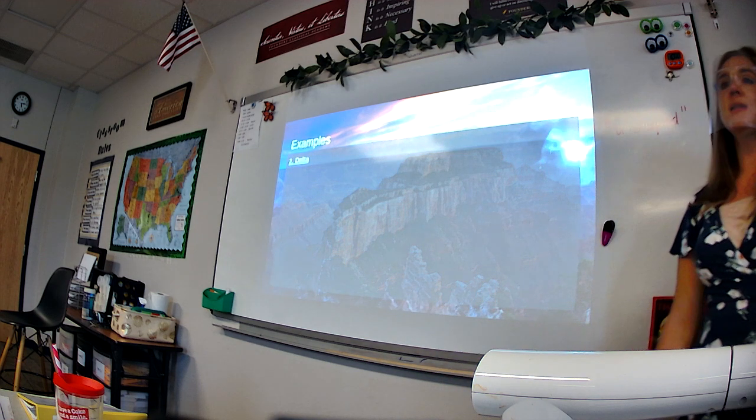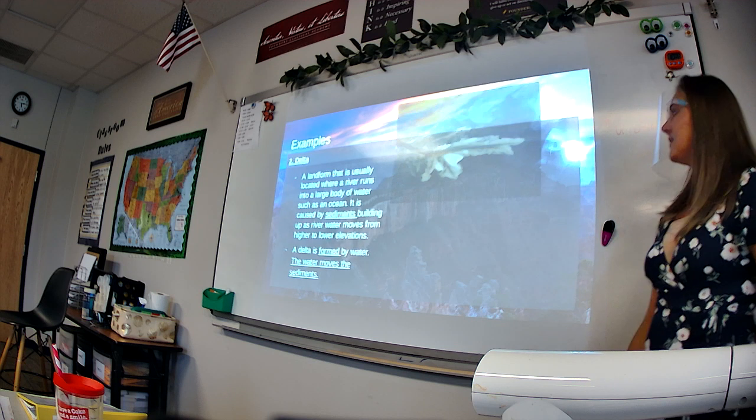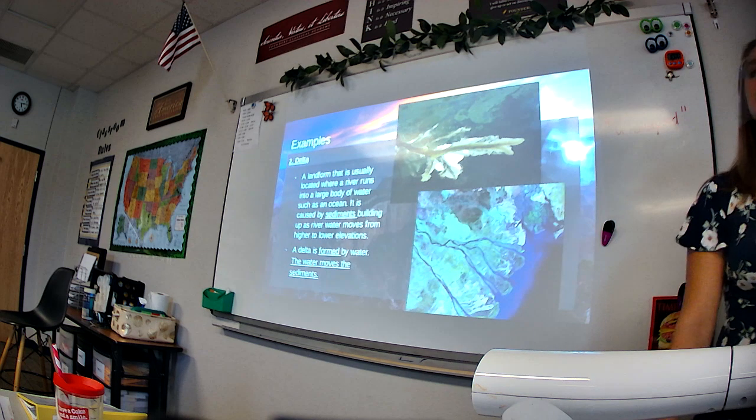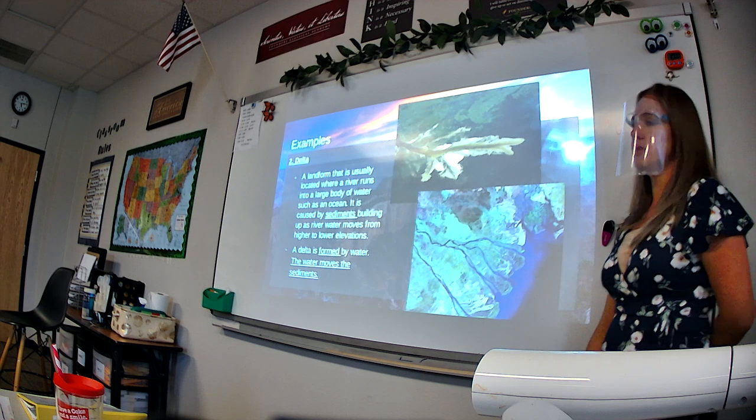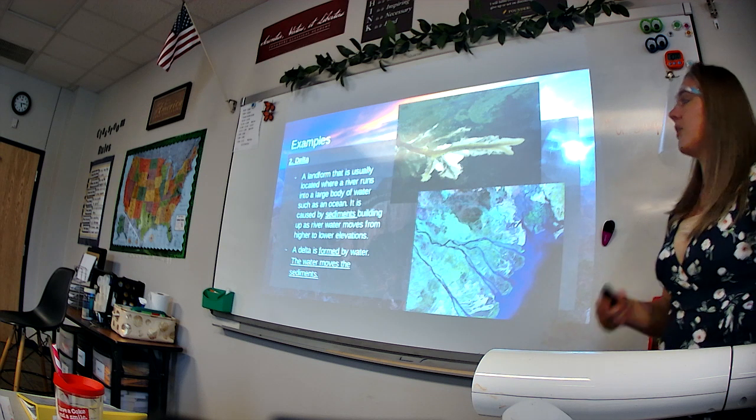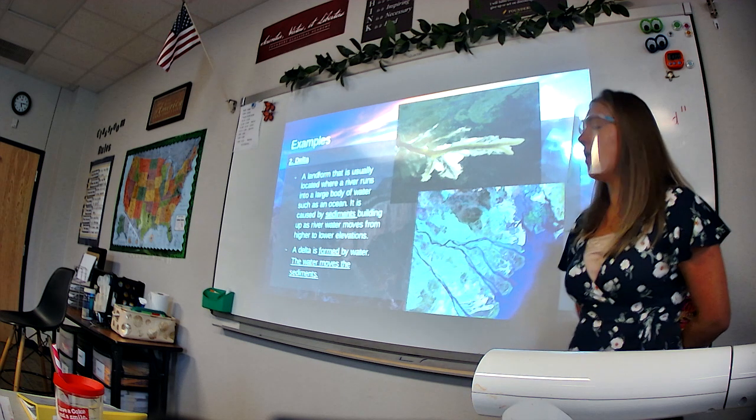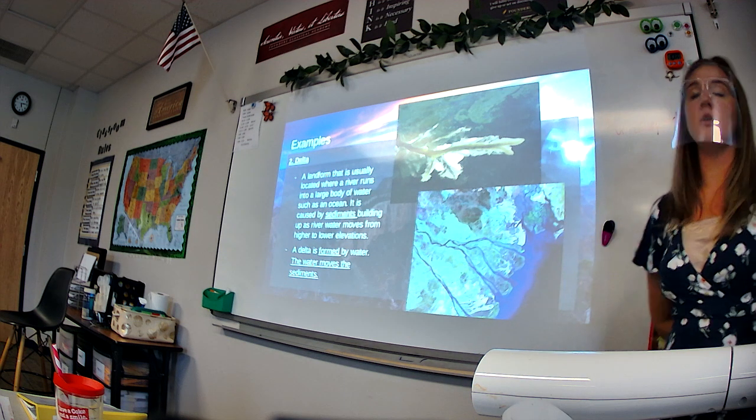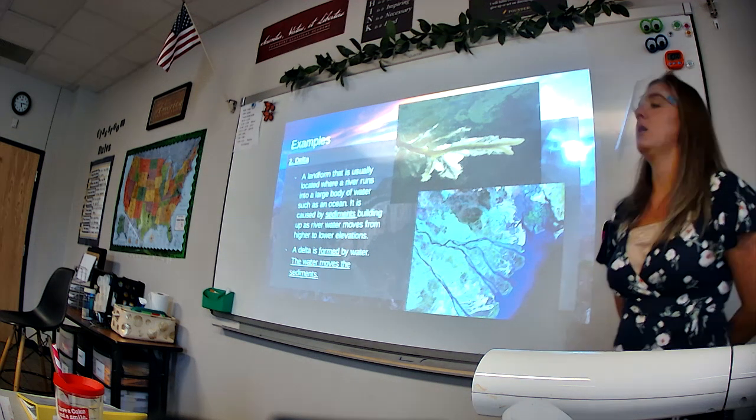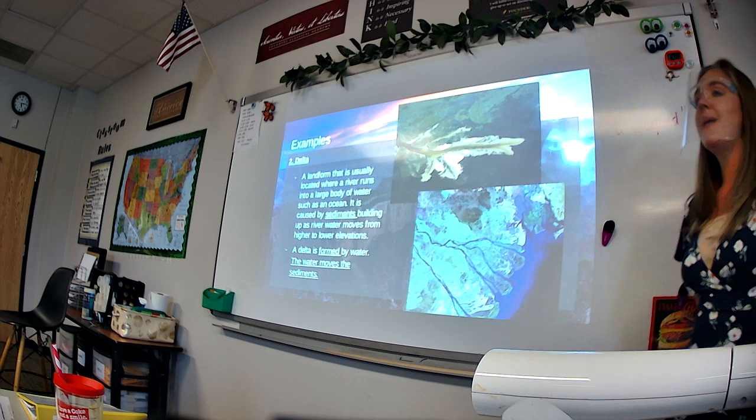Next one we're going to talk about is a delta. You learned in history what a delta is. In science, we're going to talk about how the delta is formed. A delta is a landform that is usually located where a river runs into a larger body of water, such as an ocean or maybe a lake, pond, things like that. This is caused by sediments.